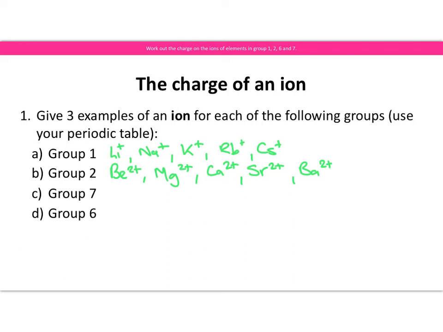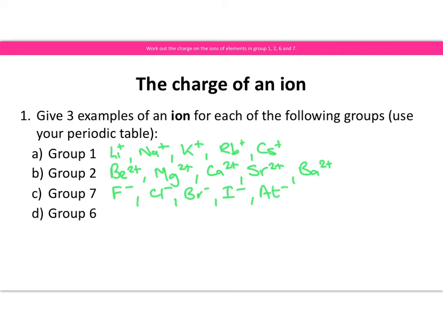When we look at group 7, that's the halogens. So we could have F- because they form a 1- charge. We could have Cl-, chlorine. We could have bromine, so Br-. We could have iodine, I-. They're very unlikely to ask about astatine, but if we were to have astatine, it would be At-.